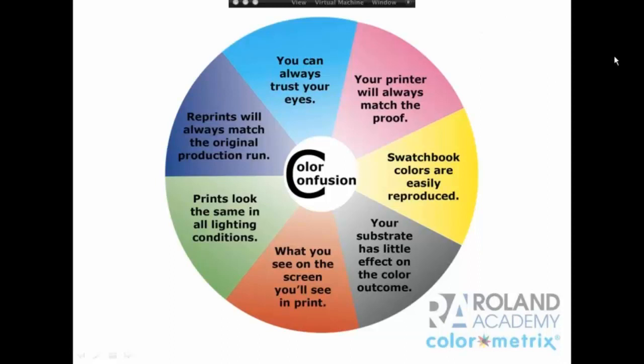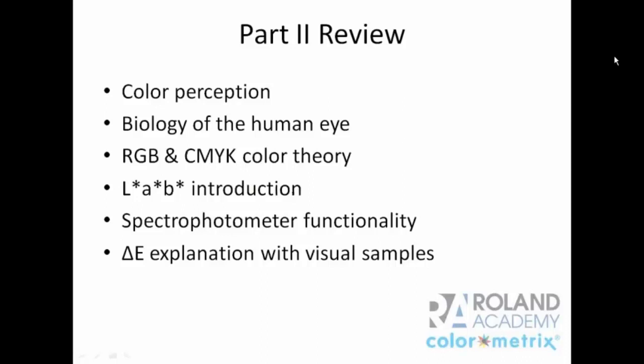Okay. So in part two, which we did about a month ago, we talked about color perception. We had more visual tools like we started with. And we talked about the biology of the human eye, which is an important piece to go back and look at, because it ties into how they came up with the CIE color space we're going to talk about. We talked about the differences between RGB and CMYK, which is mainly the difference between the monitors you look at and the printed samples you look at. We introduced you to the concept of LAB, which is a mathematical way to look at color. We talked about how spectrophotometers do the best job they can to mimic the human eye. And then we gave a pretty detailed visual description of what delta E looks like.